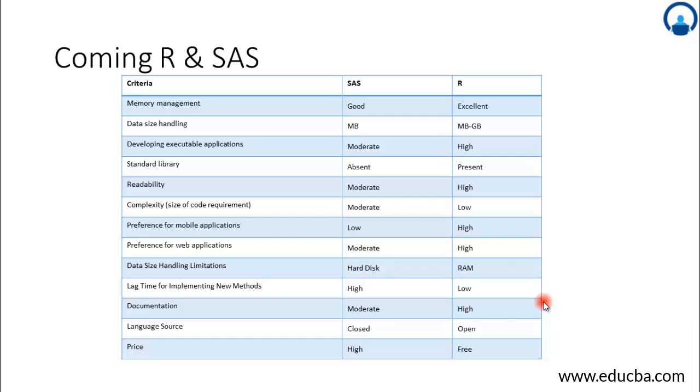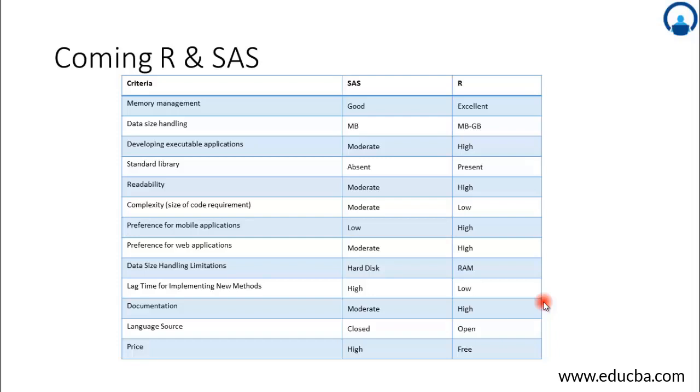Preference for mobile applications: a lot of mobile applications use R if they want to go for any analytical input. Preference for web applications is also the same. On data size handling limitation, R is an in-memory type of tool. It handles everything on RAM, while SAS handles things on hard disk.